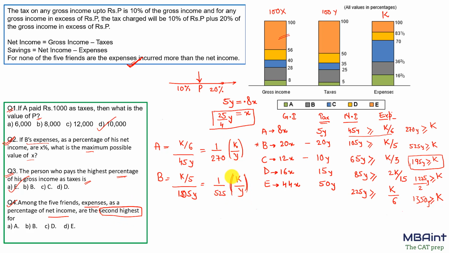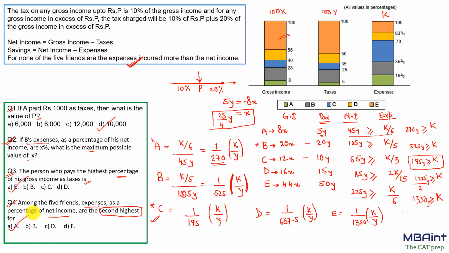Now what we can observe is that K by Y is a common factor for each of the friends. If we find this ratio for each friend, K by Y would be a common factor, so it will depend on the other factor being multiplied. So let's find it for C. For C it would be K by Y, a common factor, times 1 by 195, right? Now who would be the highest? The highest would be where the denominator is the least, and the denominator is least for C. So C is the highest, and this would be the second highest value. So A is the correct answer. Hope you have understood this solution. It is just about relating the ratios and percentages. Thank you.